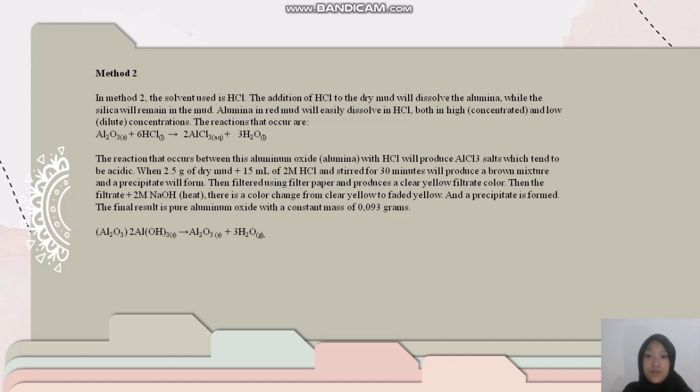When 2.5 grams of dry mud plus 15 ml of 2 M HCl is stirred for 30 minutes, it will produce a brown mixture, and a precipitate will form. Filter using filter paper to produce a clear yellow filtrate color. The filtrate plus 2 M NaOH shows a color change from clear yellow to deep yellow, and a precipitate is formed. The final result is pure alumina oxide with a constant mass of 0.003 grams.